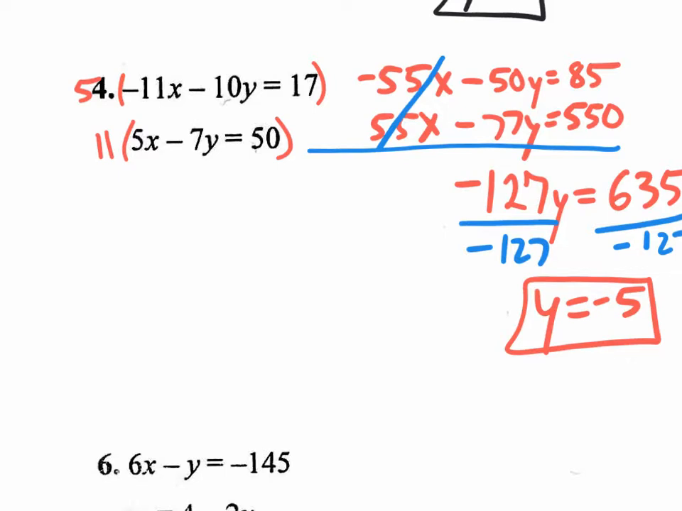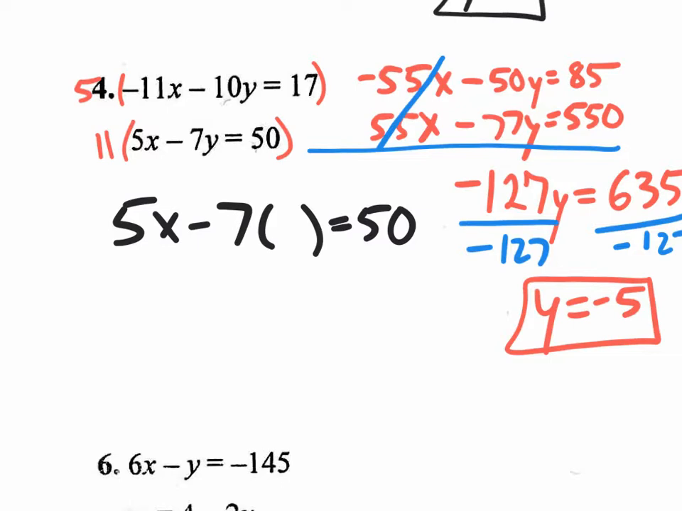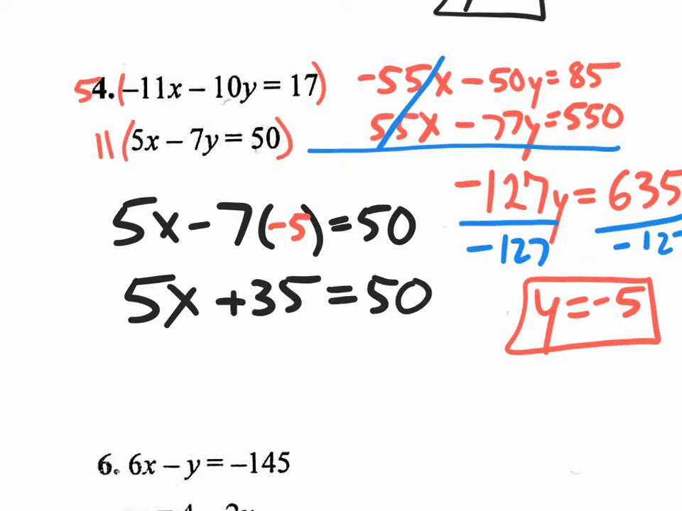Which one should I do, top or bottom? Bottom looks a little easier. Let's go for it. The bottom equation reads 5x minus 7y equals 50. Notice the y, I put parentheses because I'm going to plug in the y value of negative 5 right in there. So let me rewrite my new equation. It says 5x. Negative 7 times negative 5 is positive 35, and it does equal 50.